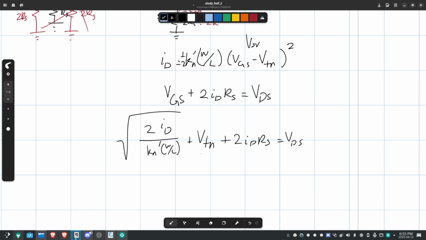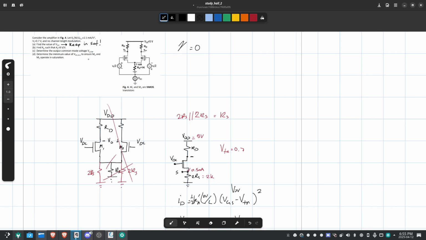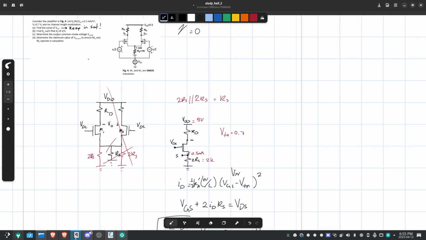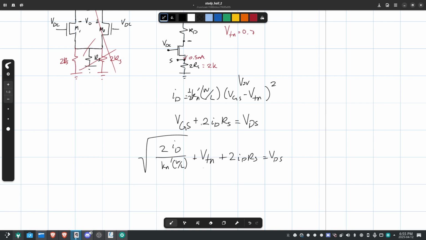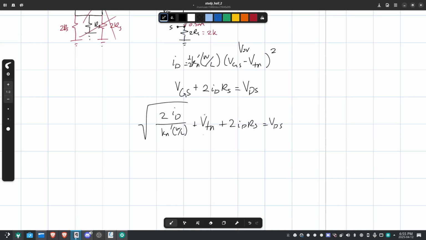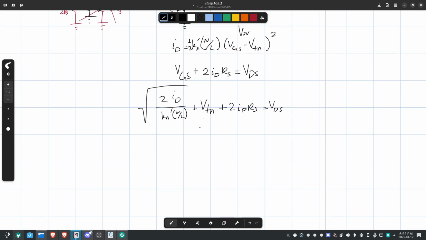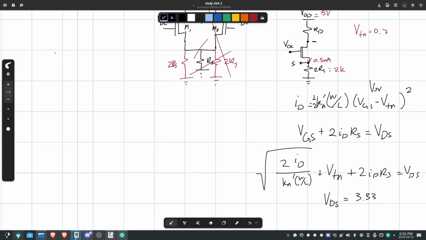Okay, awesome. Put that into your calculator. 2 times 0.5 times 10 to the negative 3. What's Kn'? 2.5. Okay, so I can move that. 2.5. You are saving me, Fire. I'm sorry. 0.7 plus 2 times 0.5 times 2000. And I'm getting 3.3. 3.33. 0.7 plus 2 times 0.5 times 2. Yeah, looks good to me. So there you go. That's our VDS. So that's our solution for A.